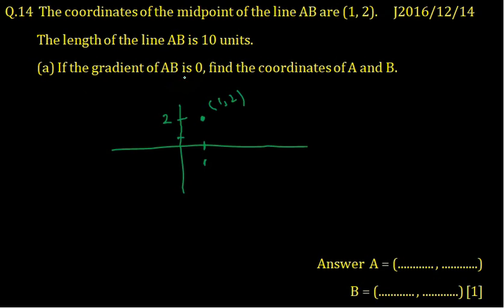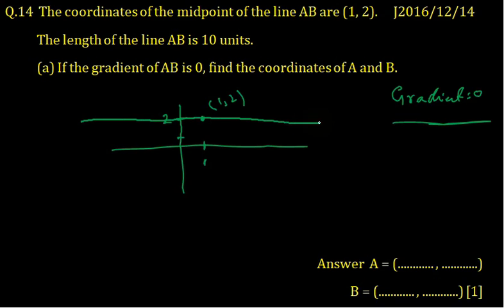If the gradient of line AB is 0, it means the line must be horizontal, with no slope. So the line will be like this, because there is no slope. The line will pass through y equal to 2, and it is 10 units long.